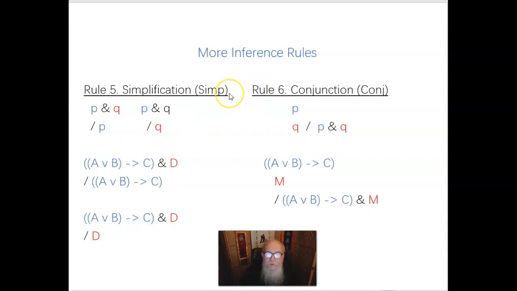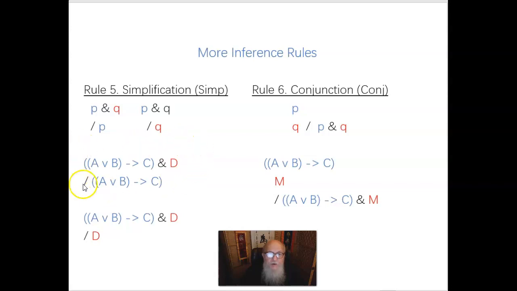Our next rule is called simplification. And it just means if you have something that's true and true, you can break down either side of it. You could do a truth table for it if you wanted to, and you'd see that it's valid. So if you have P and Q, you can infer P. If you have P and Q, you can infer Q. The truth value is preserved.